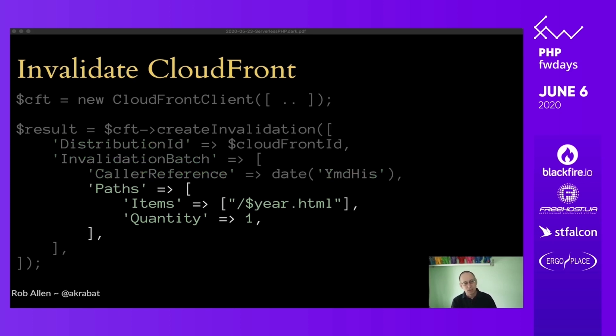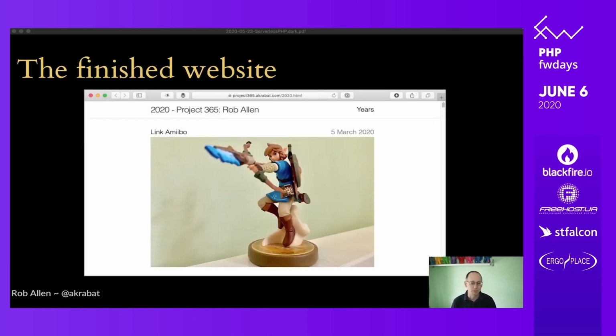Update the paths. I only need to update this 1 year file because that's the only file that's changed. And then I get a result. And here we are. We've got the finished website. This is a picture from a little while ago, but it's a particularly nice one of my Link amiibo, so that's the one I picked.